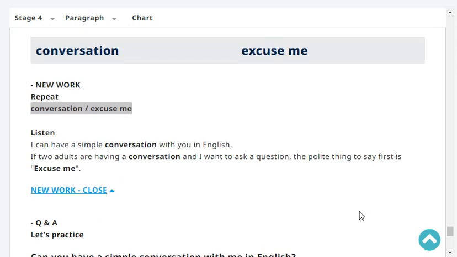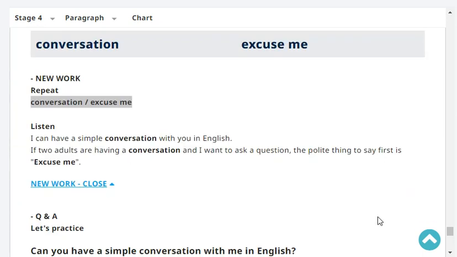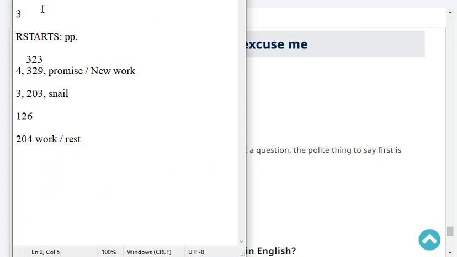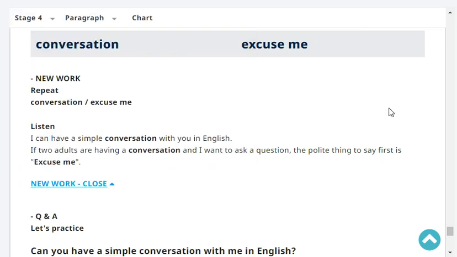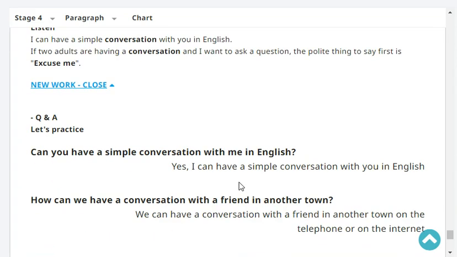I can have a simple conversation with you in English. If two adults are having a conversation and I want to ask them a question, the polite thing to say first is excuse me. Let's practice. Can you have a simple conversation with me in English? Yes, I can have a simple conversation with you in English. Very good.